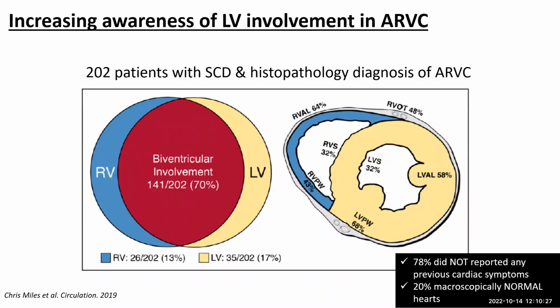This one is one of the largest postmortem studies to date, from the group of St. George's Hospital in UK. They studied more than 200 hearts of patients with sudden cardiac death due to ARVD, and they found biventricular involvement in up to 70% of the cases. Also, in about 17% of the cases, only the left ventricle was involved and showed the classic hallmark of the disease. But what is most striking of this study is that almost 80% of the patients were previously asymptomatic, and 20% of the hearts looked normal at the first inspection.